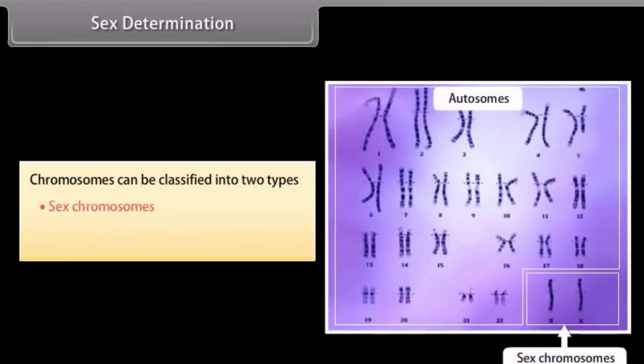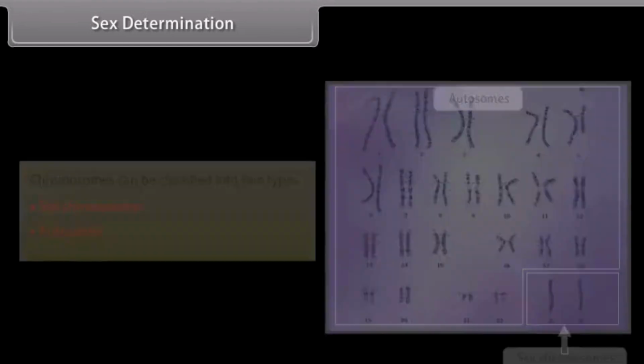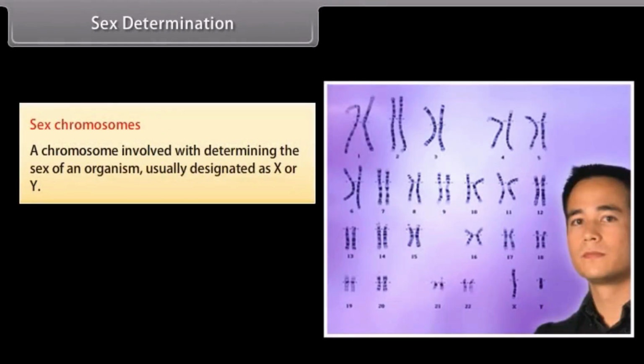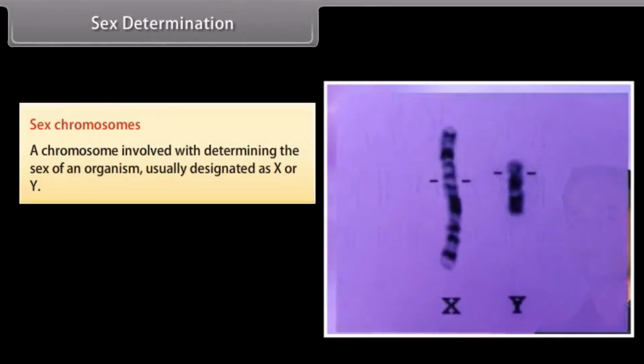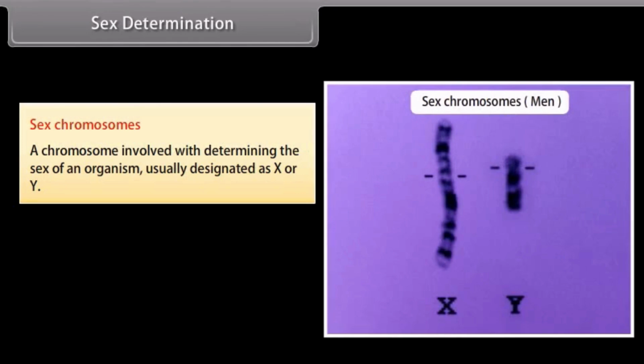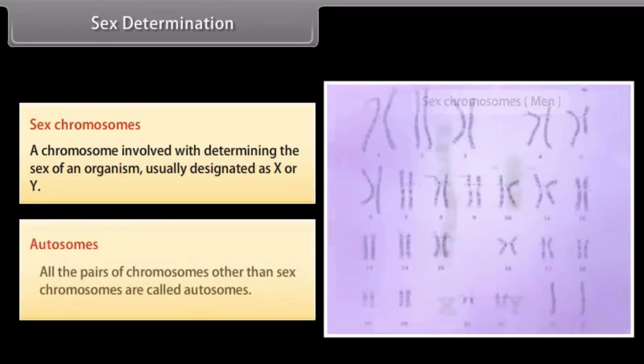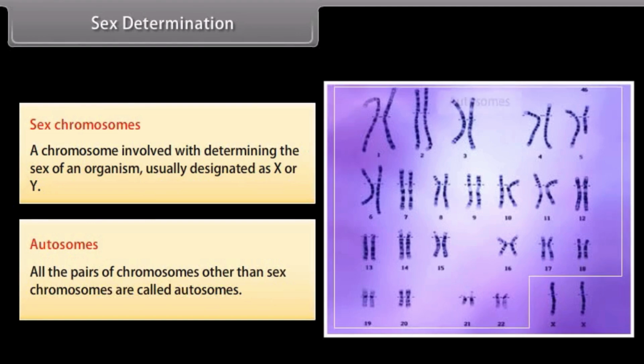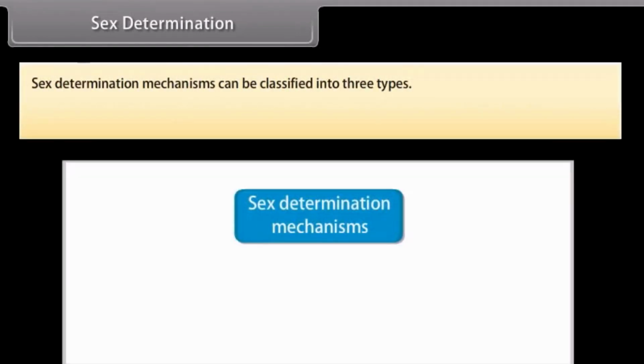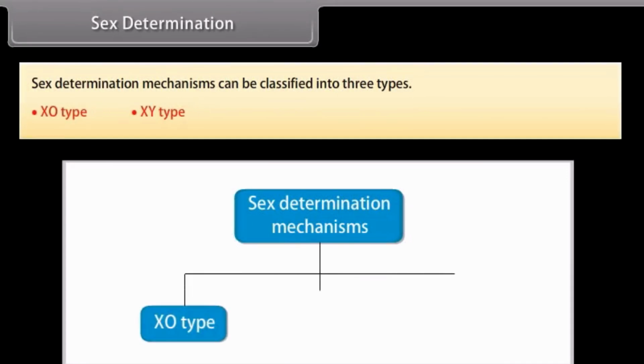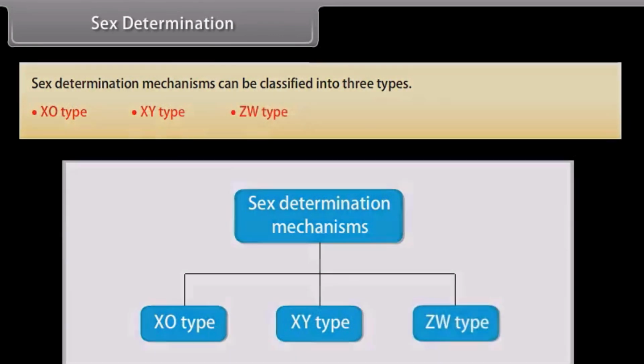Sex determination. Chromosomes can be classified into two types. They are sex chromosomes and autosomes. Sex chromosomes. A chromosome involved in determining the sex of an organism, usually designated as X or Y. Autosomes. All the pairs of chromosomes other than the sex chromosomes are called autosomes. Sex determination mechanisms can be classified into three types: XO type, XY type, and ZW type.